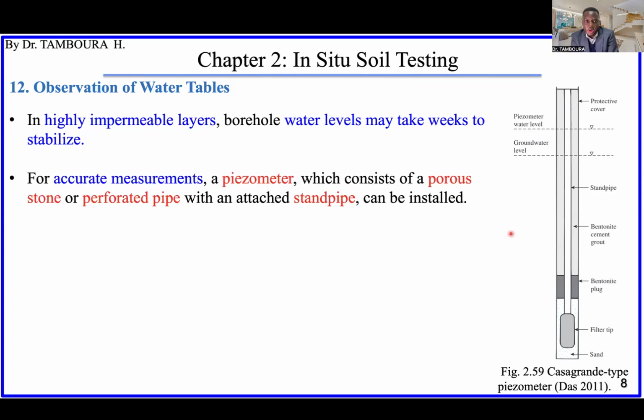For accurate measurement, we need a piezometer. This is the piezometer, the Casagrande type. It consists of a porous stone and a perforated pipe, which is attached to the standpipe, and it helps us to obtain the water level. You can see here the groundwater level and the piezometer water level.